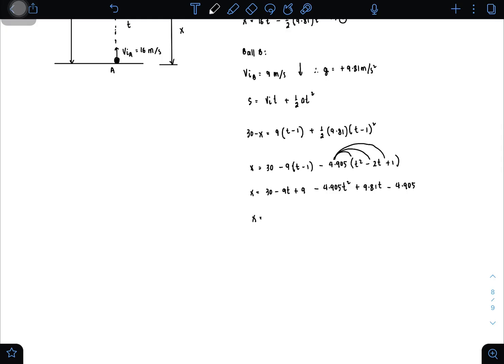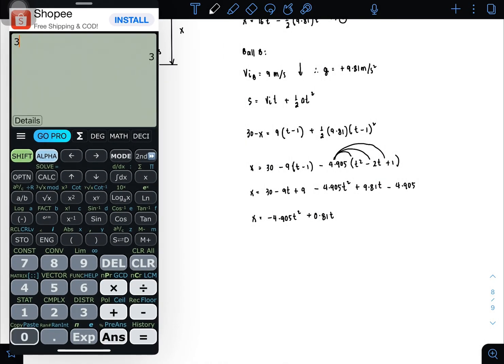Okay, so starting with the negative 4.905, just make this one as arranged as possible. And then we're going to collect this and this one. The remainder, or the remaining, is positive 0.81 time. And then this one, this, and that. So we just compute. So that would be 30 minus, 30 plus 9, then minus 4.905. So that would be positive 34.095. We're going to call this equation number 2.